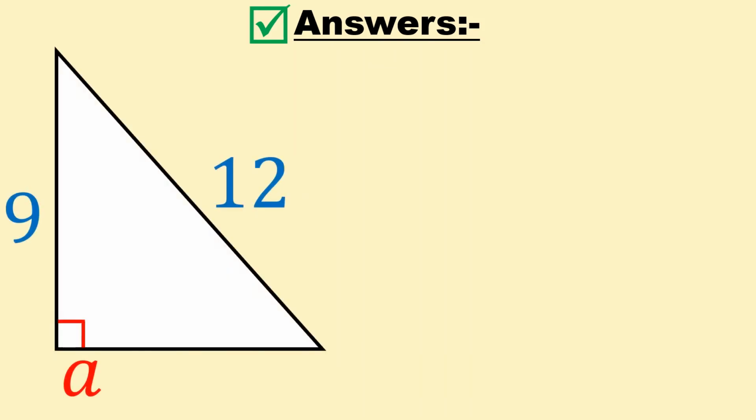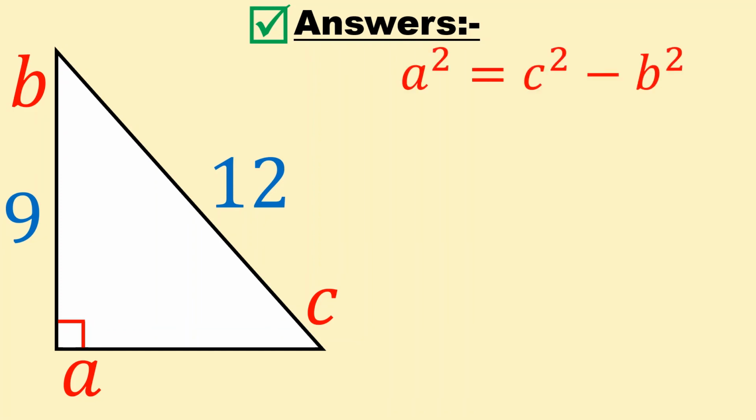Answers. As it is a right-angled triangle, we can use the Pythagoras theorem. First, label the sides up. You'll notice that we have to find side A, or side B if you label them differently, which works too. Rearrange the formula so that a squared is on its own. A squared equals c squared subtract b squared.